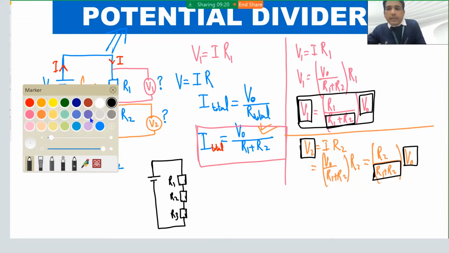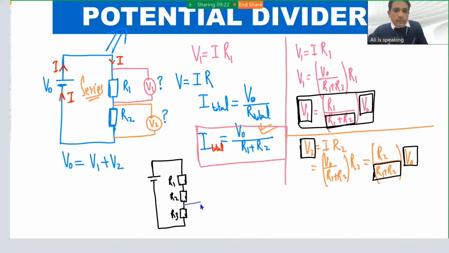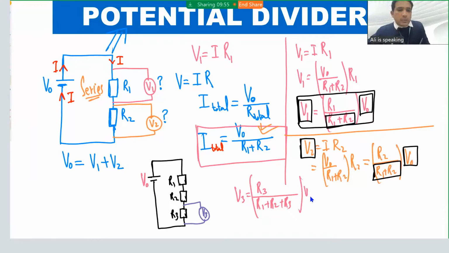Now in this case, my question for you is what is the reading on this voltmeter? Let's say this voltmeter is V3. What is the reading on this one? If you need to find out the reading on this one, simply you will say V3 is equal to the resistance of this resistor divided by the total resistance of all these resistors. So that is R1 plus R2 plus R3, and you will multiply this one with the terminal potential difference of the power supply. This is V naught. So we will multiply with V naught. So this is how you can find the value of V3 in this case.